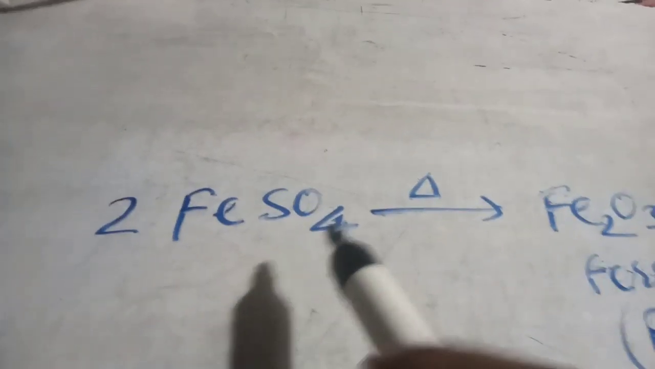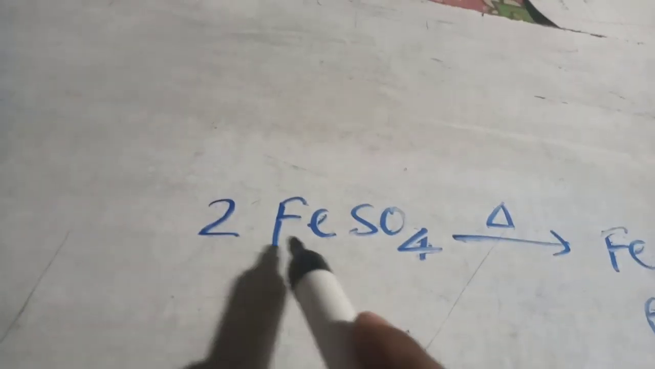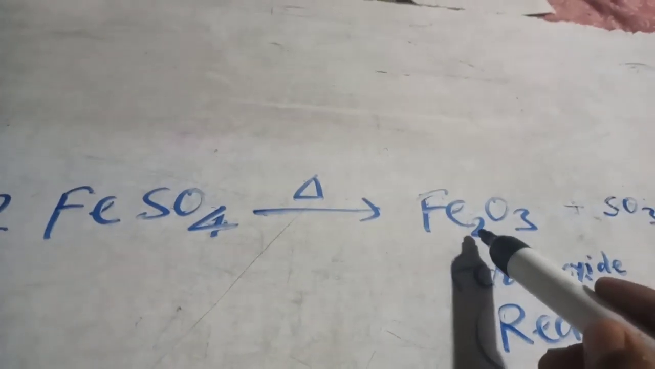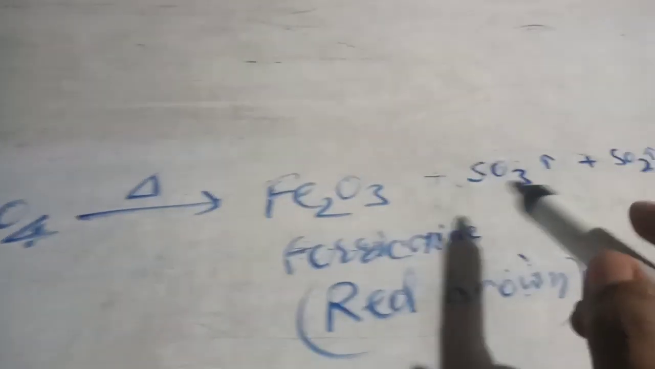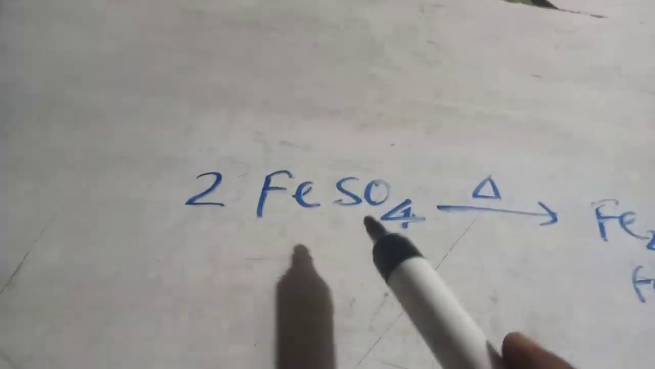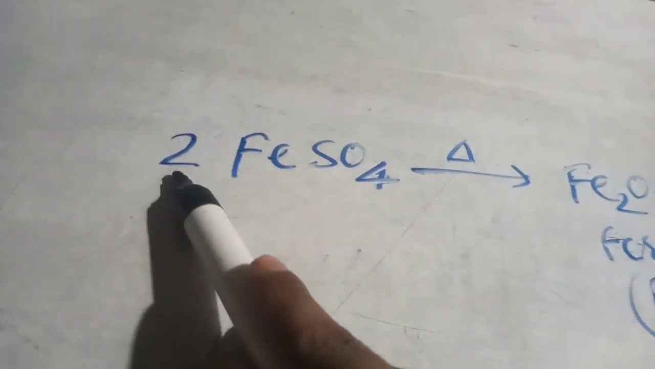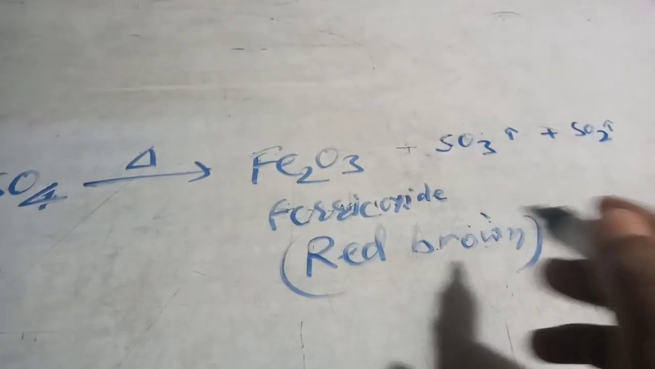So now the number of iron atoms is 2 here, and here it is also 2. The number of sulfur 1, 2. Here you can see the number of sulfur is 2. So the reaction is now balanced.